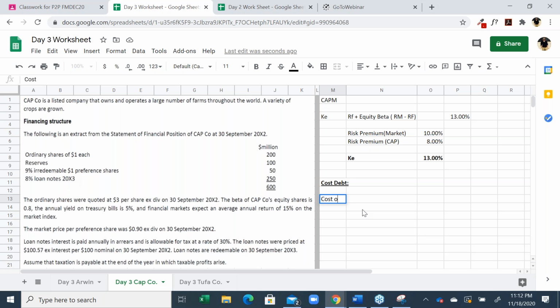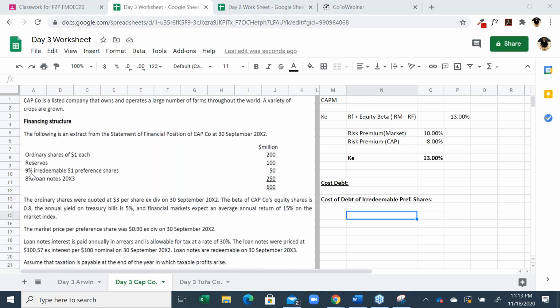Cost of debt of irredeemable preference shares. Now, watch it carefully. What's the interest rate on irredeemable preference shares? The coupon rate or the interest rate? Remember, coupon rate and interest rate, they both are the same. And they're always written here, 9%.